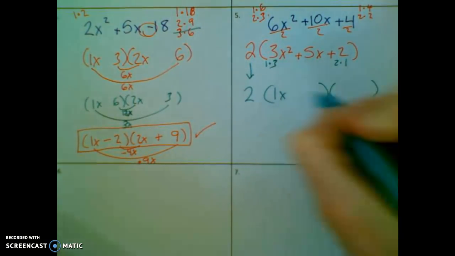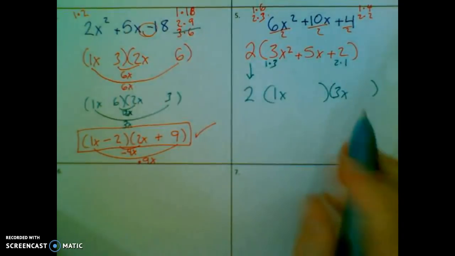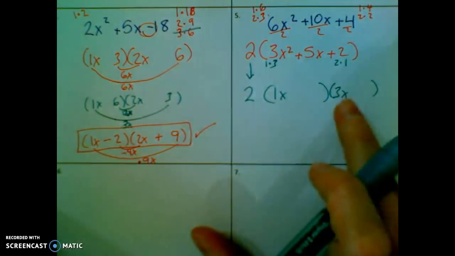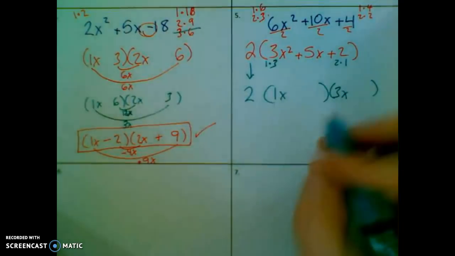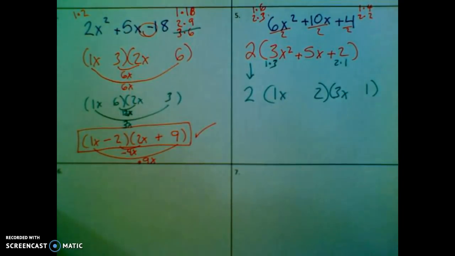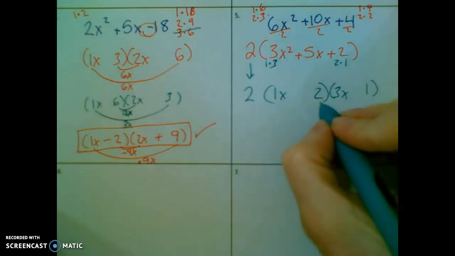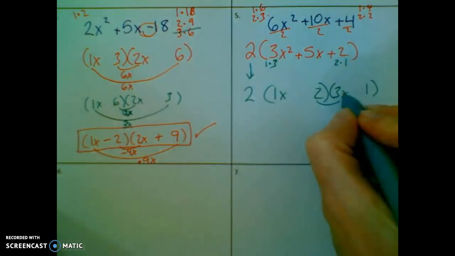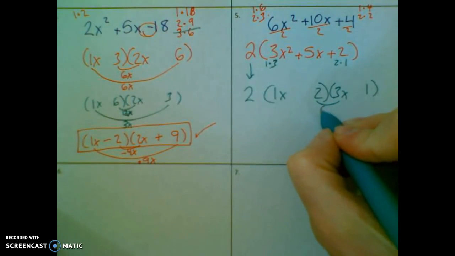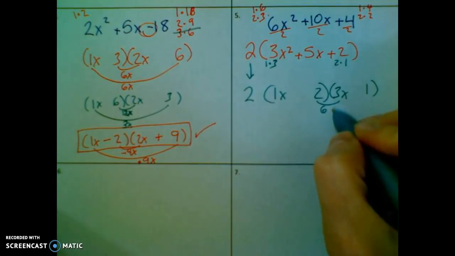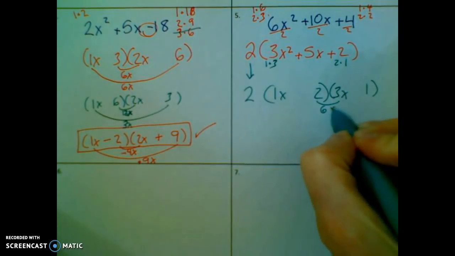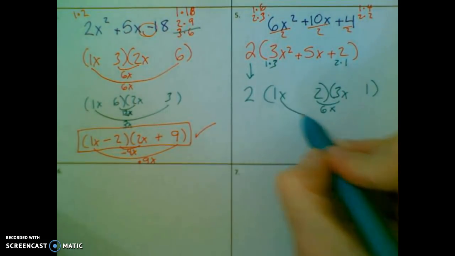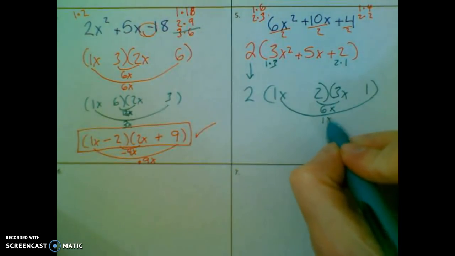I have to have a 1x and a 3x, and I can either have a 2 and a 1, or a 1 and a 2. So let's just pick a 2 and a 1, doesn't matter. We'll just try it out. If it doesn't work, we'll just try the other one. Okay? This is a 2 and a 5, which makes, I'm sorry, I just misspoke. A 2 times 3 is a 6x. I was looking up here. And 1x times 1 is a 1x.